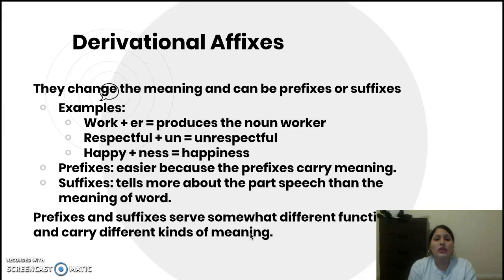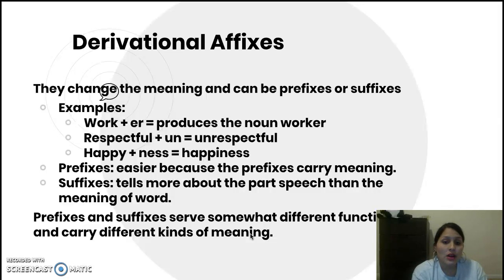And the second category is the derivational affixes. These affixes do change the meaning, and it can either be prefixes or suffixes. So some examples here, for example, the word work, we know that that is a verb. Somebody will do some kind of work. But if we add the er, the verb is now changed to a noun, and it produces the noun worker. So that's one example. Another example is the word respectful.